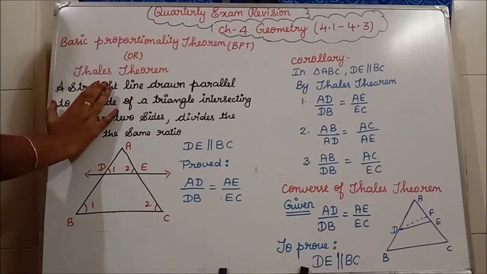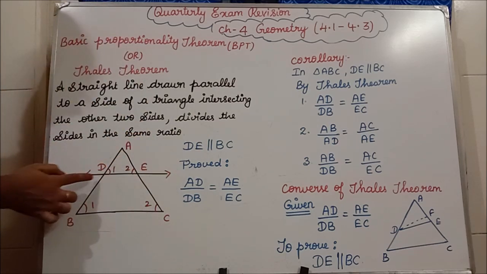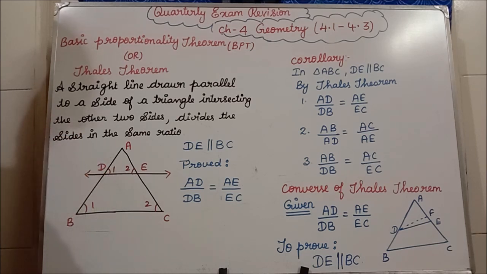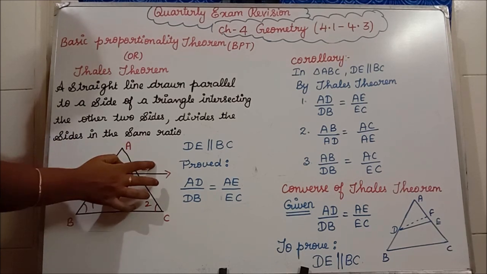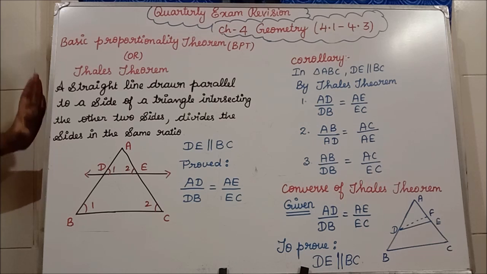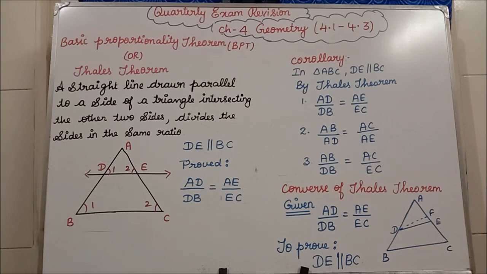See, in Thales theorem, they have given DE is parallel to BC. What we have to prove is that it divides in the same ratio, which means AD divided by DB is equal to AE divided by EC. Clear? Based on this, we have more 2 marks questions in exercise 4.2. So work out all the 2 marks with this concept. Clear? Now according to the corollary, how can we write this Thales theorem? In triangle ABC, DE is parallel to BC. By Thales theorem, how can we write?